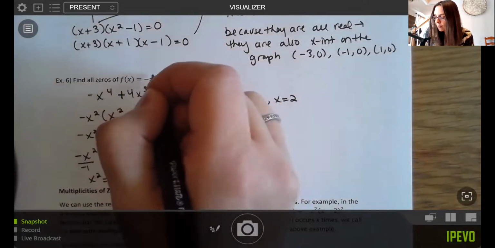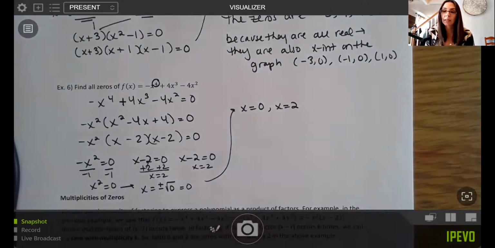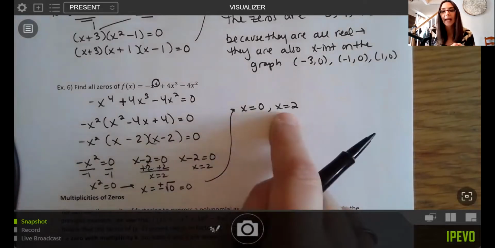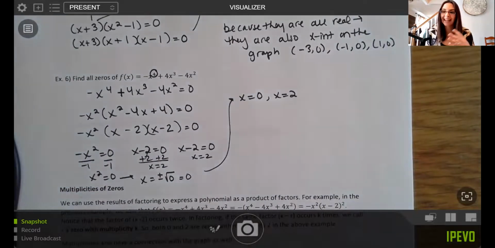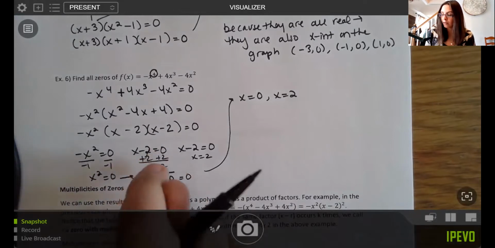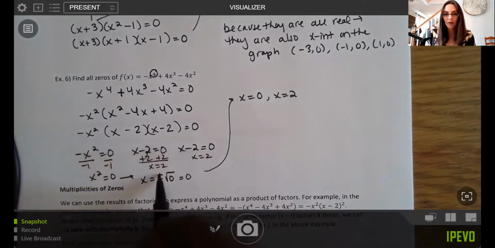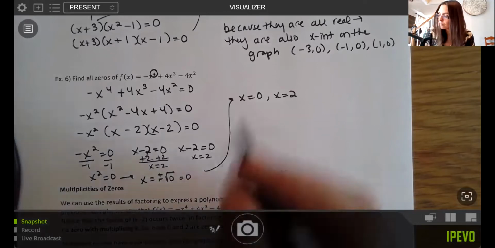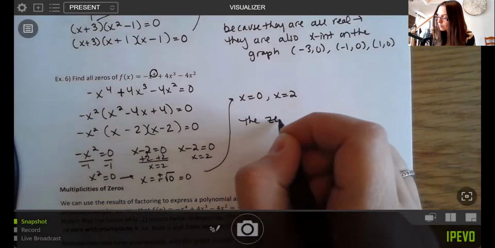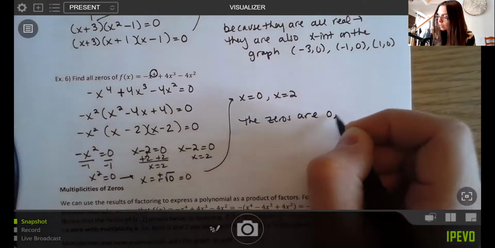Notice though that my degree was 4, so you could have up to 4 solutions. So 2 solutions are fine. And I did tell you that you have exactly 4 solutions if you're willing to include repeat answers and imaginary numbers. So here, I actually have 4 solutions, 1, 2, and then 3, 4. It just happens that I have the value of 2 twice and the value of 0 twice. So you do have that idea of having 4 solutions there. It's just that you have repeats. So I only actually have 2 unique answers in this case. So the zeros are 0 and 2.